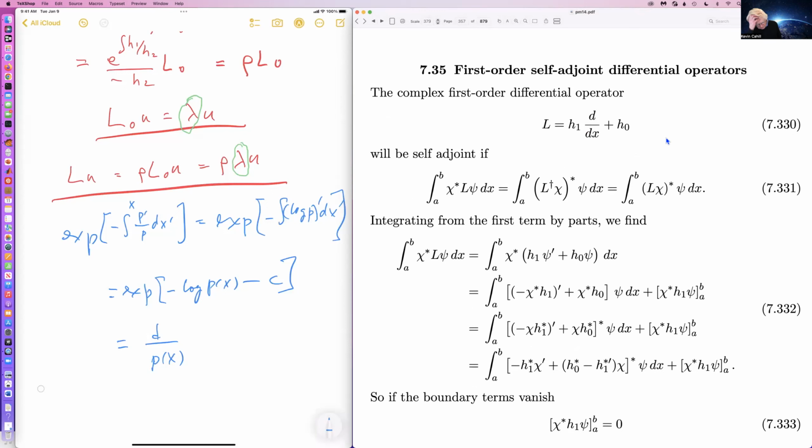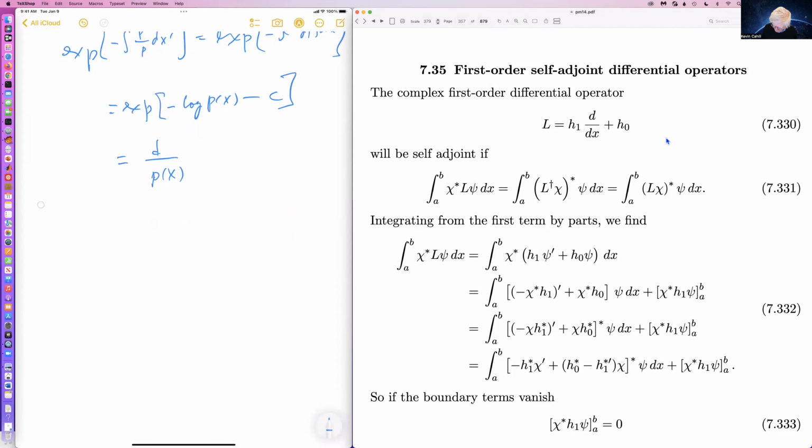Now, in quantum mechanics class, we talk about P as being Hermitian. We say that P is h bar over i d by dx, and we say this is Hermitian. I thought I would show you why P is Hermitian. So let's consider a first order differential operator and ask that it be self-adjoint. How do you take a first order differential operator and find out if it is self-adjoint?